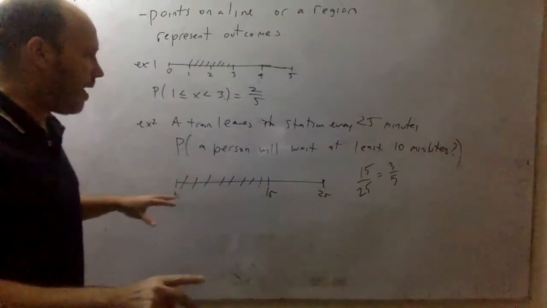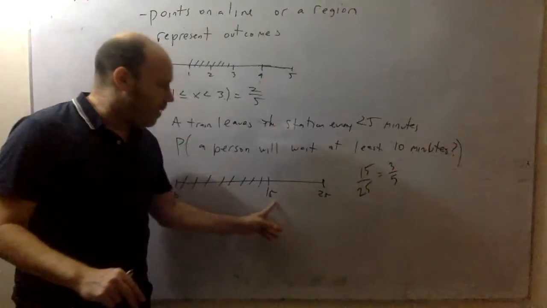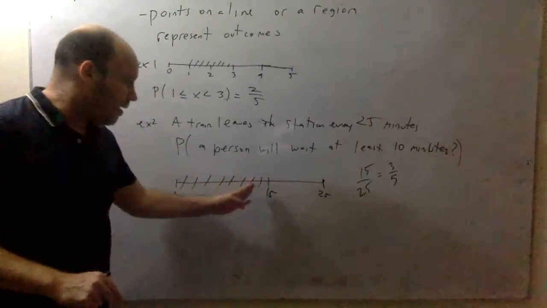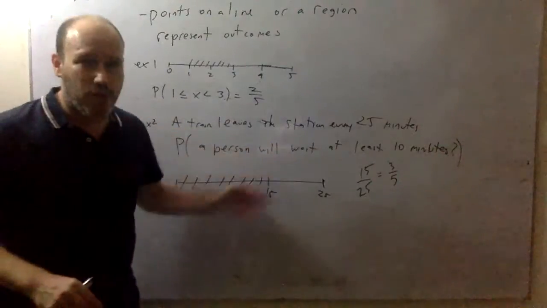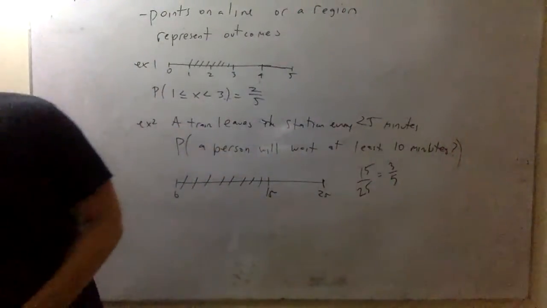And once again, that's the idea. You have 25 minutes. At 15 minutes, that's when you only have to wait 10 minutes. So from 0 to 15, which is 60% of the number line, that's the probability that you have to wait.